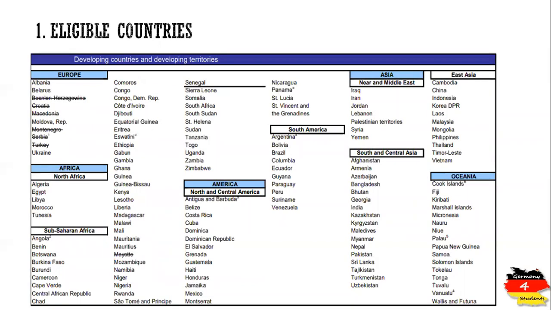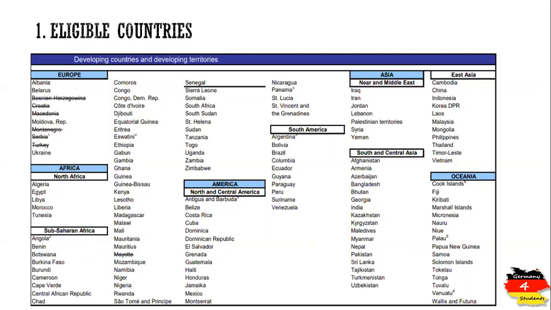So let's start with the eligible countries. So I have listed all the countries, and if you are an applicant from any of these countries, you can apply for the scholarship. So if we start from the left side, we have Europe, Africa, America, etc., and the regions are further divided into north and south or east part of the world.